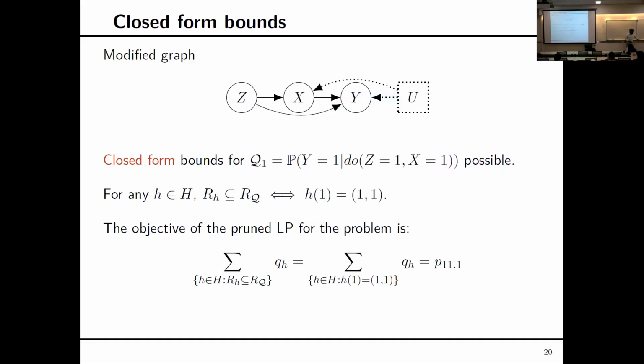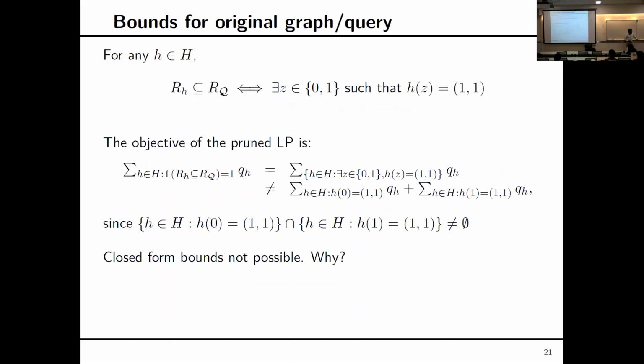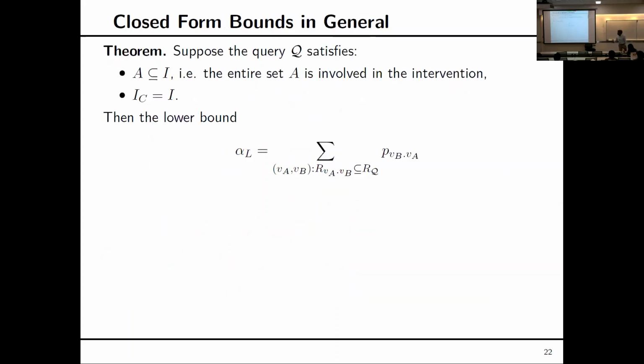And let me get to a final story, which I'm going to tell you here. Here's the theorem: suppose a query satisfies two things. The A set is entirely involved in the intervention, and all the variables are critical, IC is equal to I. If all the variables are critical, then you can compute these things in closed form.